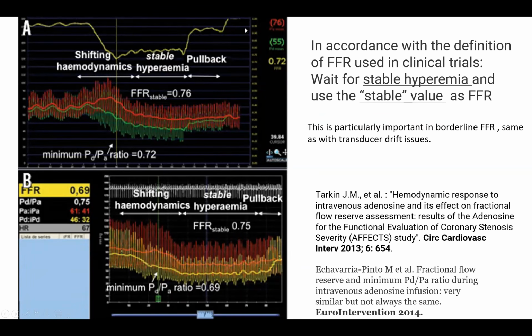I hope this was clear, because I want to move to another pitfall. So I described two major pitfalls. A very common one, transducer drift, occurs in up to 20% of patients in that Circulation paper from 2019, and the ostial guide ventricularization and distortion occurs in up to 10% of patients, also very common. There is a third technical pitfall, more controversial.